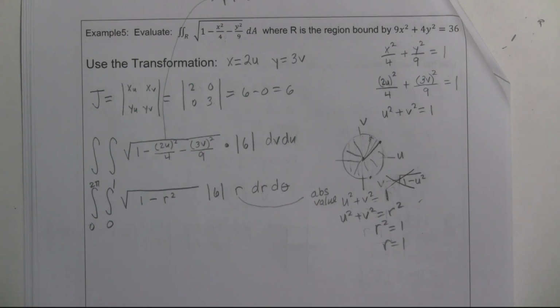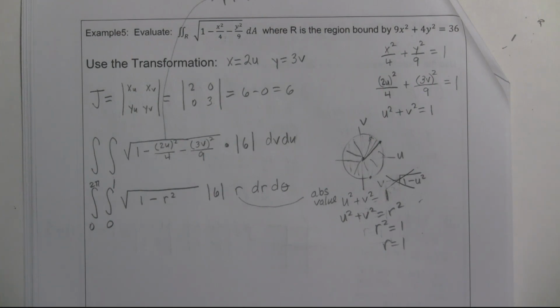And the reason you didn't need absolute value on the r, even though it's the Jacobian, right? And two Jacobians in this problem right here, right? The reason you didn't need it is because r is positive. So I didn't need absolute value around it. I didn't need absolute value around the 6 either. Why did I put absolute value around the 6? Because I didn't want you to forget that it is absolute value.